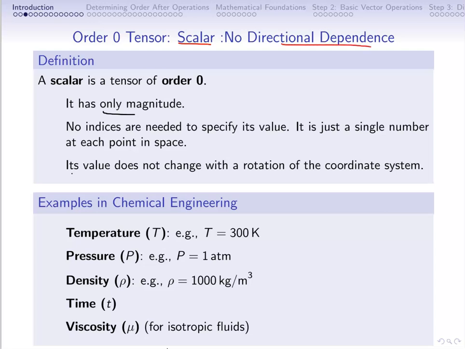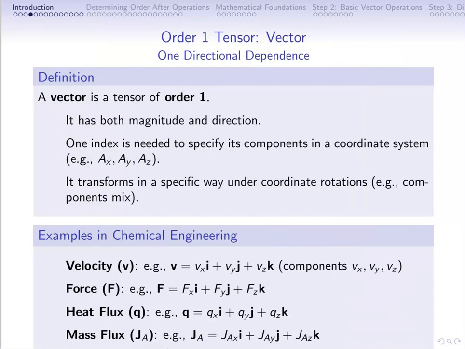Now, order zero tensor means scalar, so no directional dependence. So here is the definition. A scalar is a tensor of order 0. It has only magnitude. No indices are needed to specify its value. It is just a single number at each point in space. Its value doesn't change with a rotation of the coordinate system, like temperature, pressure, density, time and viscosity.